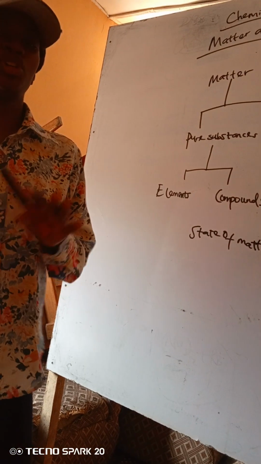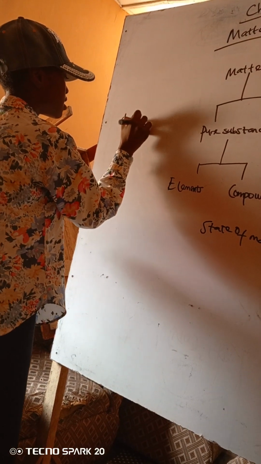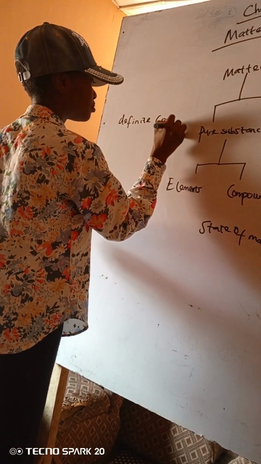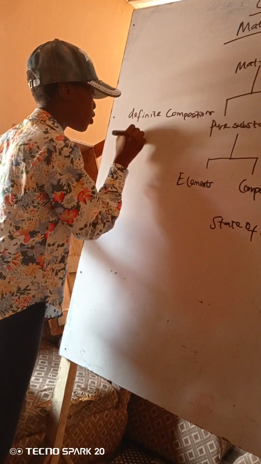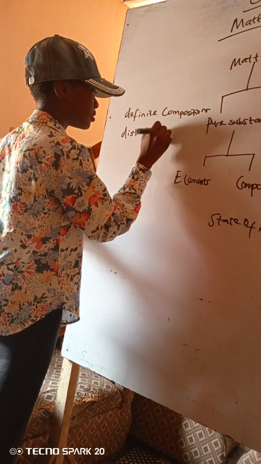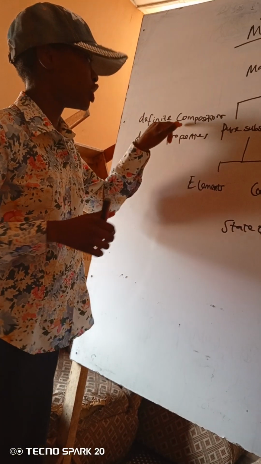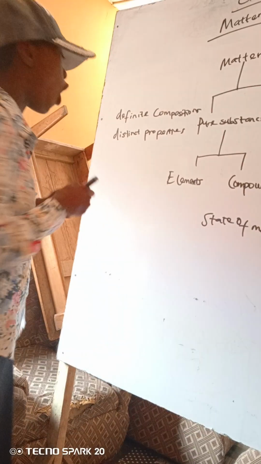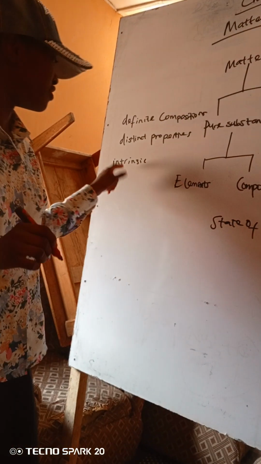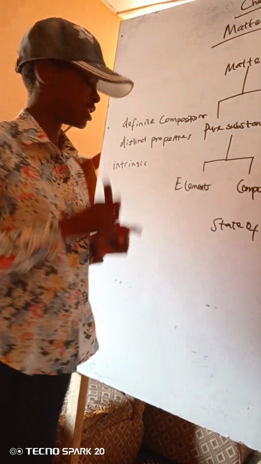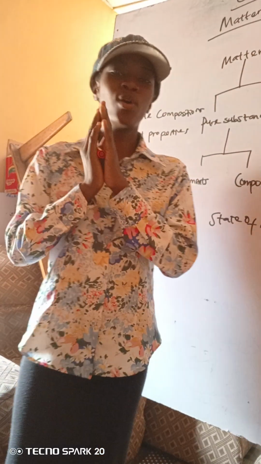What do we understand as pure substances? Pure substances are substances that have definite or fixed compositions as well as distinct properties. Pure substances are substances that have definite composition and distinct properties or their intrinsic properties. Why do we refer to their properties as intrinsic properties? These are because these properties are only special to them alone. They only have the properties.